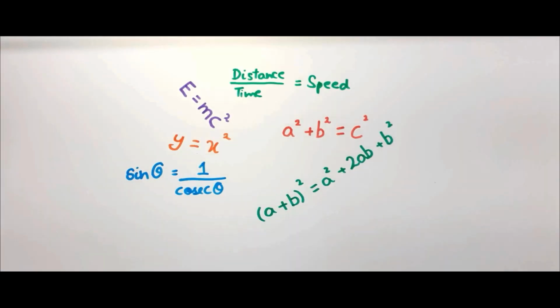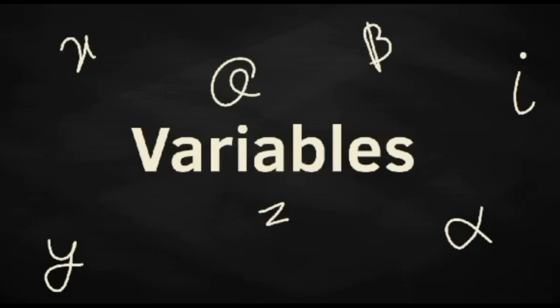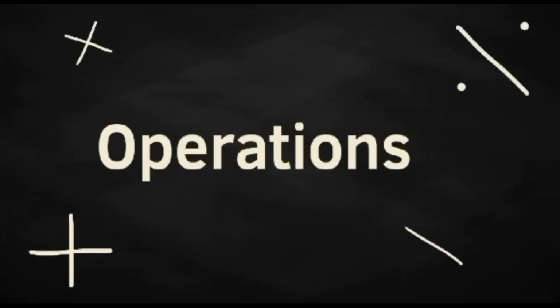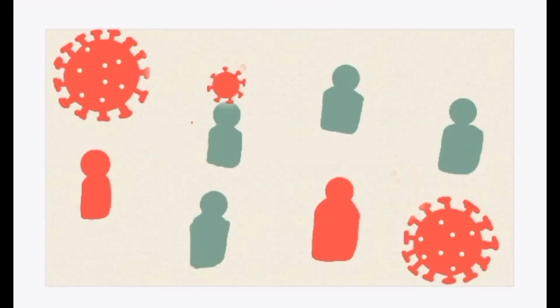What are mathematical models? Are they just equations? Well, they are the use of variables which represent quantities like speed or area and operations to create a representation of what's happening in the real world. Mathematical models are also very handy in this situation of COVID 19 as they help us model disease spread.